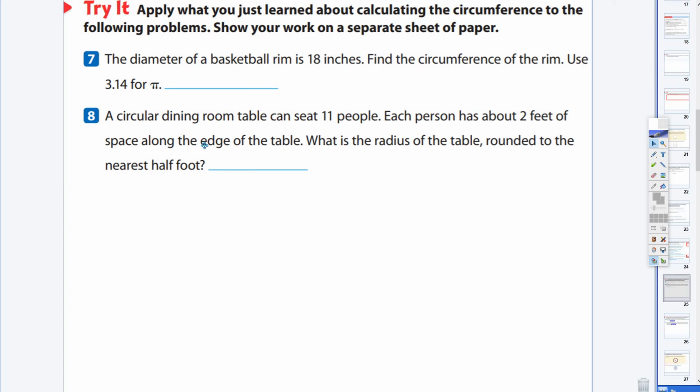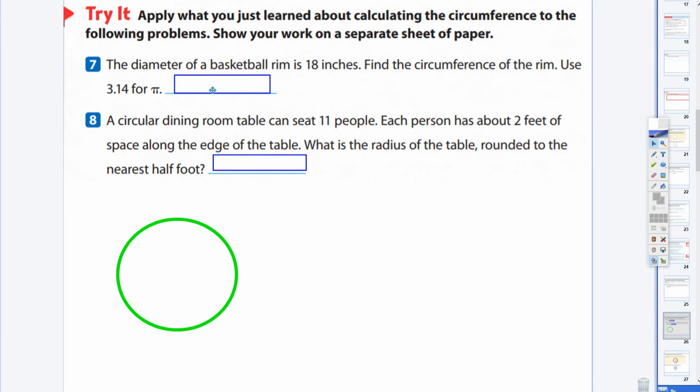What I would do with both of these, first of all, I would pause this video, but what I would do if I were you right now is I would draw these out. Once you draw them out, then you'll have the answer. So let me show you now the answer to question 7.